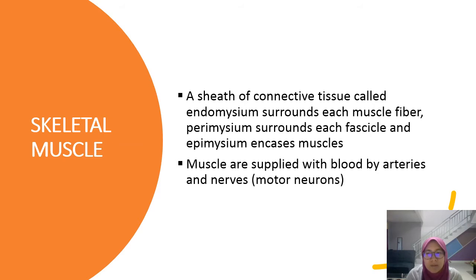Okay, summary from that picture. The endomysium surrounds each muscle fiber. Perimysium, which is the second layer, surrounds or wraps each fascicle. Fascicle is like a bundle of muscle fibers. And the outer layer, which is the epimysium, encases or wraps the whole muscle. And also our muscles are supplied by blood vessels, arteries and also nerves.